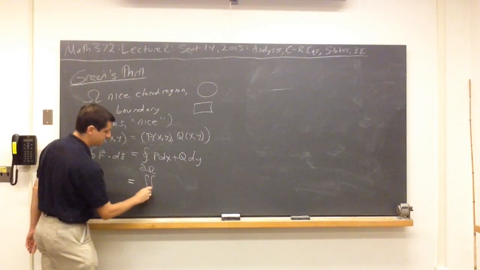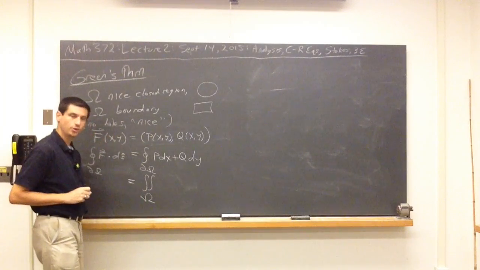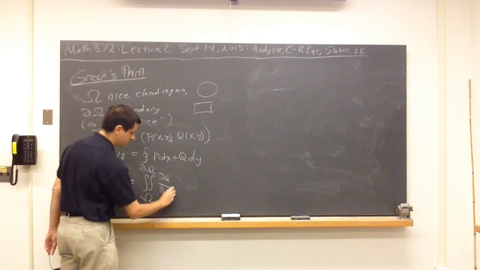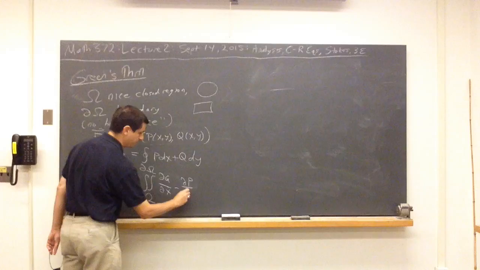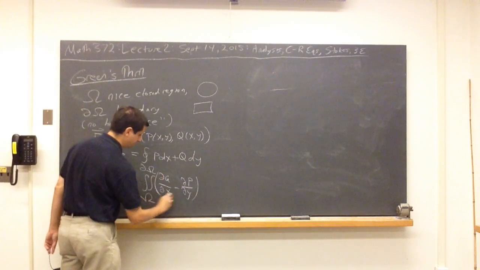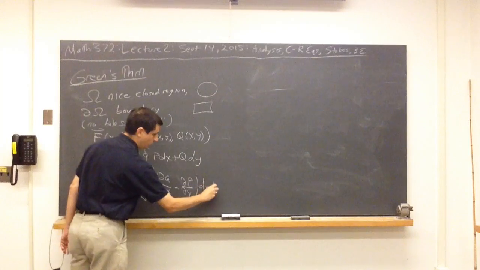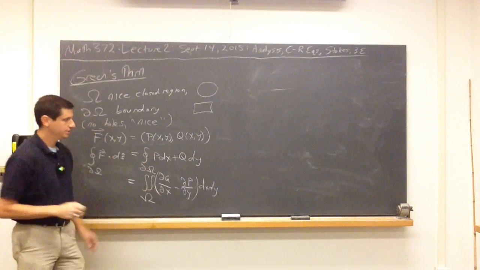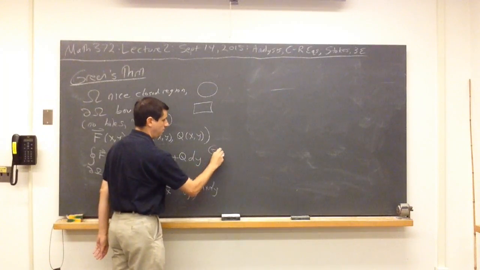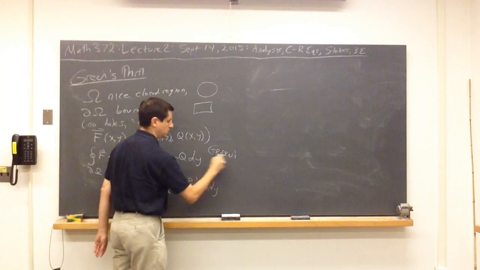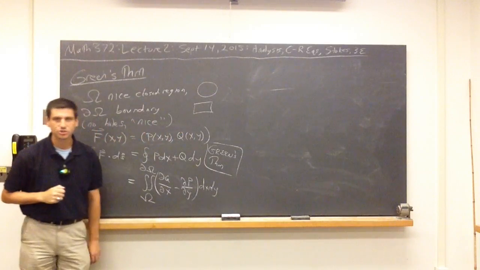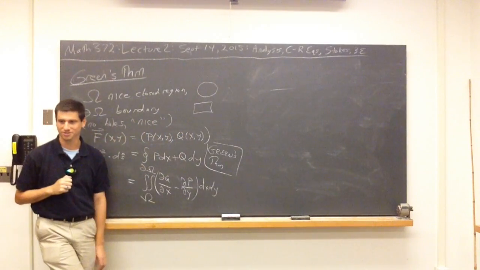It turns out this is the same as the integral over all of omega of dq dx minus dp dy dx dy. So this is Green's theorem. If I had multicolored chalk, obviously you can figure out what I would do here. Okay?